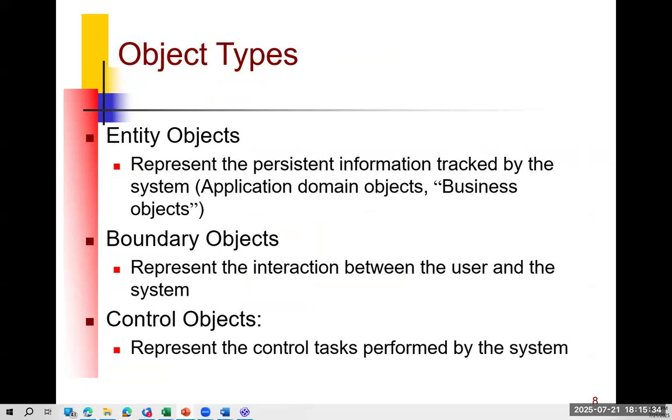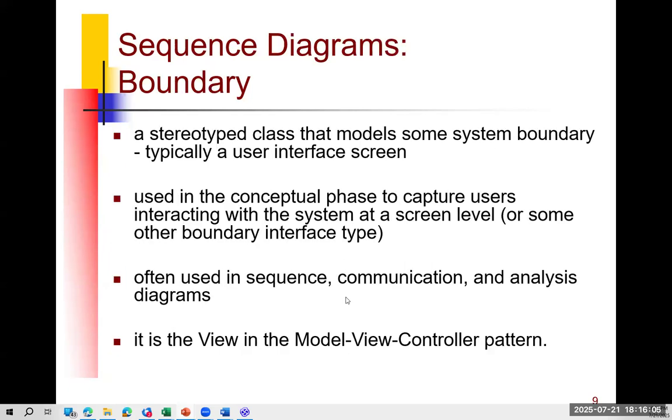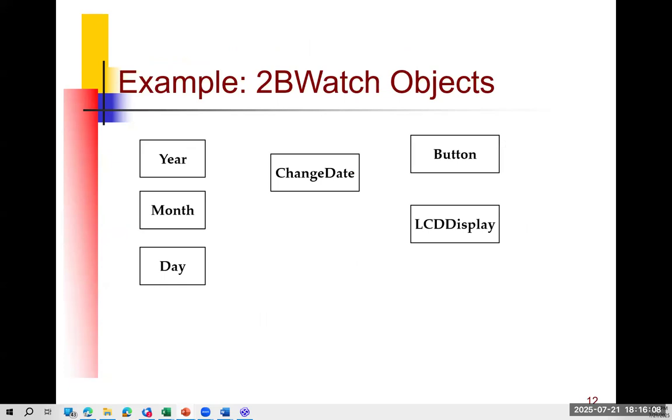Okay, in the previous two examples, I already showed you that we have three object types. The entity object represents data. The boundary object, you can consider as an interface. It's either an interface with a user, with a human, or an interface with another object. The control object represents control, to coordinate between the entity and the boundary. So these are three of them.